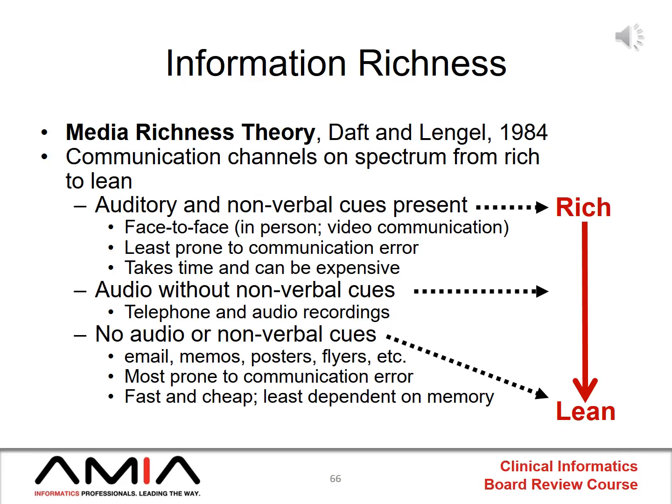On the lean end of the spectrum, there are no audio or nonverbal cues, and this is typically represented by written information. This would include things like email, memos, websites, posters, and flyers. The lean aspect of the spectrum is the most prone to communication error because you're lacking all of those vocal intonation or nonverbal cues. On the flip side, it is a very fast and cheap way to disseminate large amounts of information, and unlike unrecorded face-to-face communications or verbal communications, written communications are the least dependent on subjective memory.